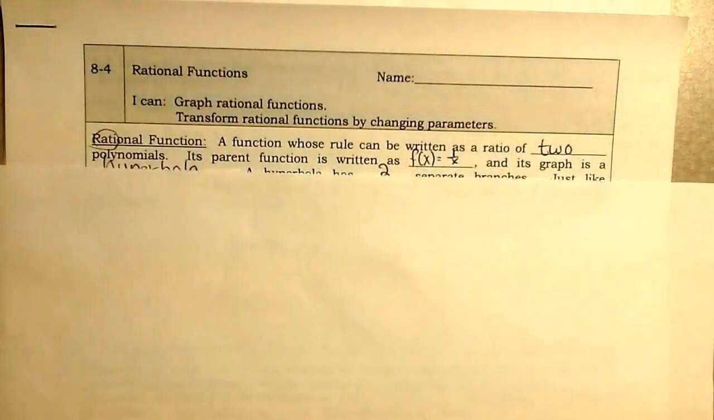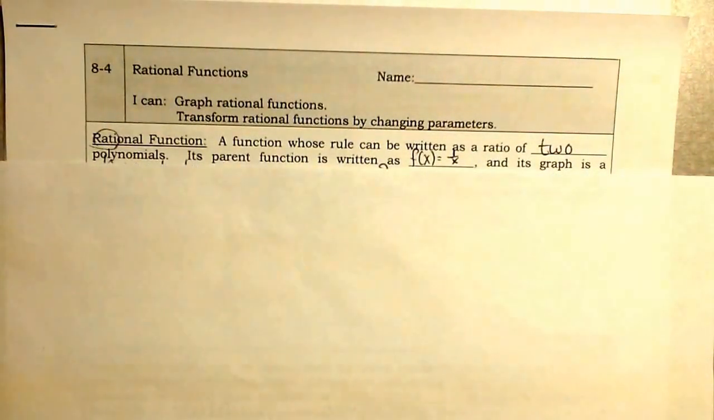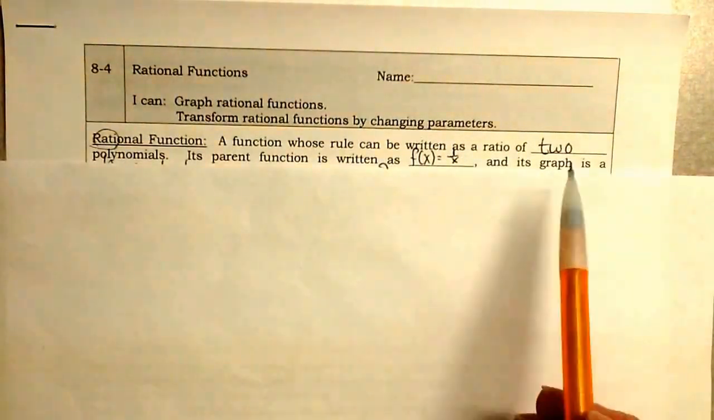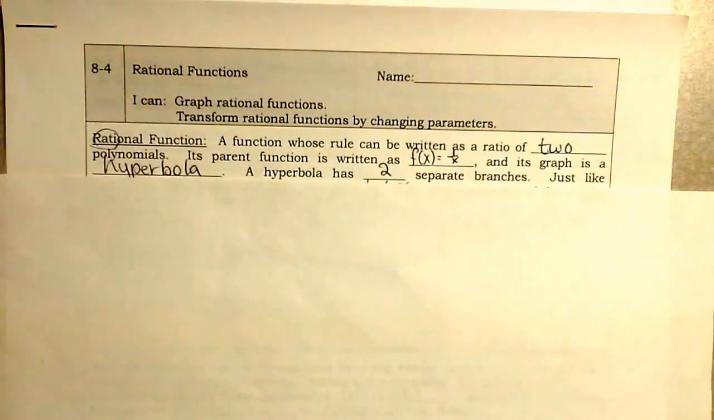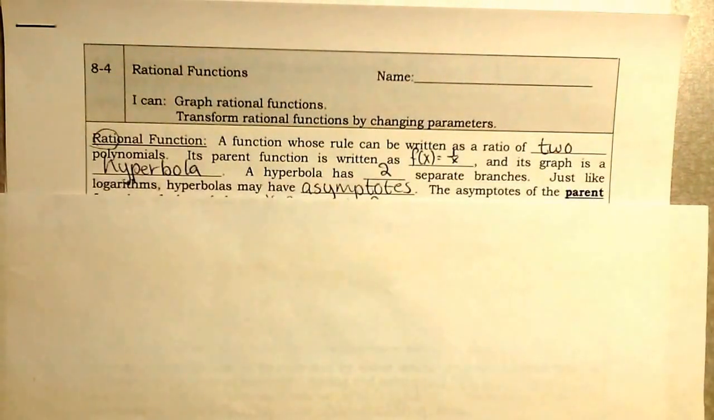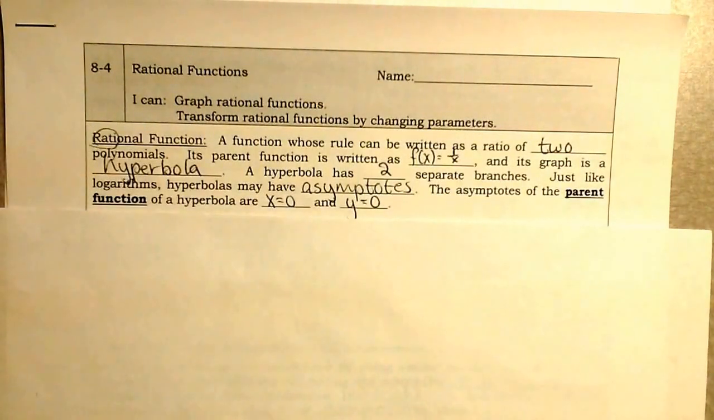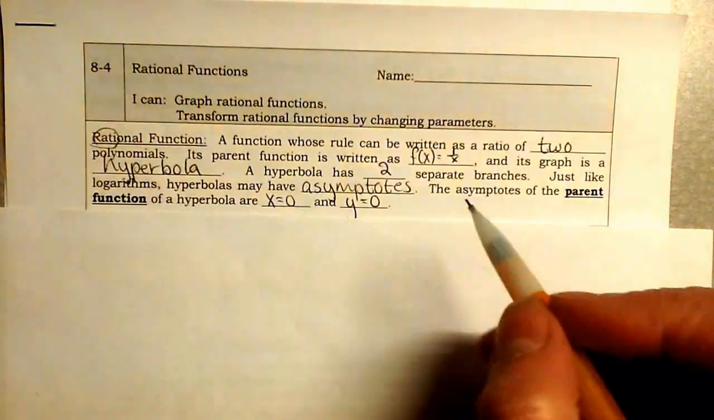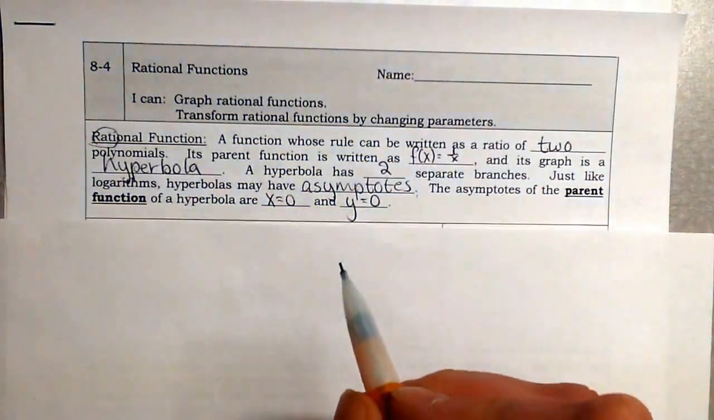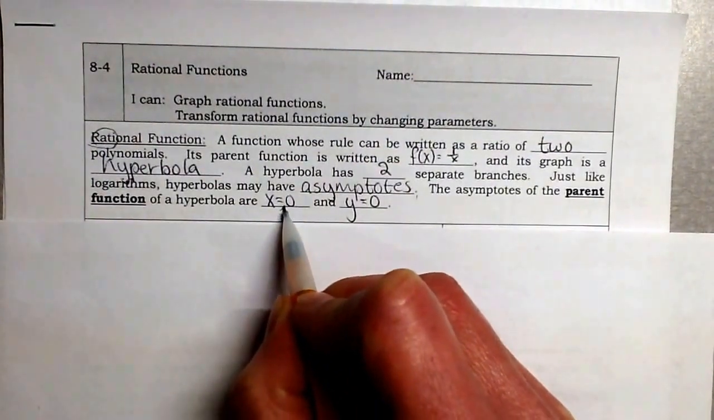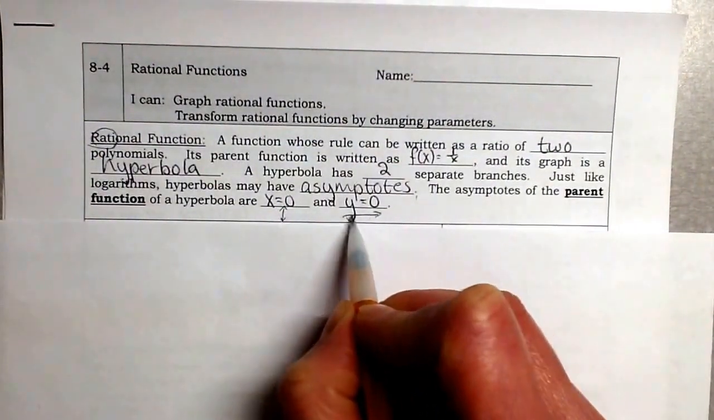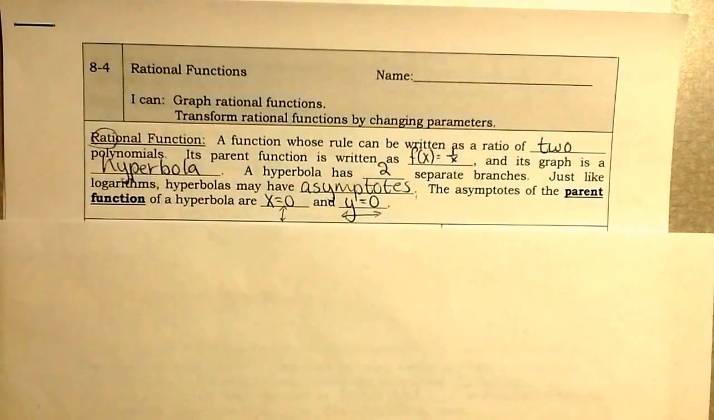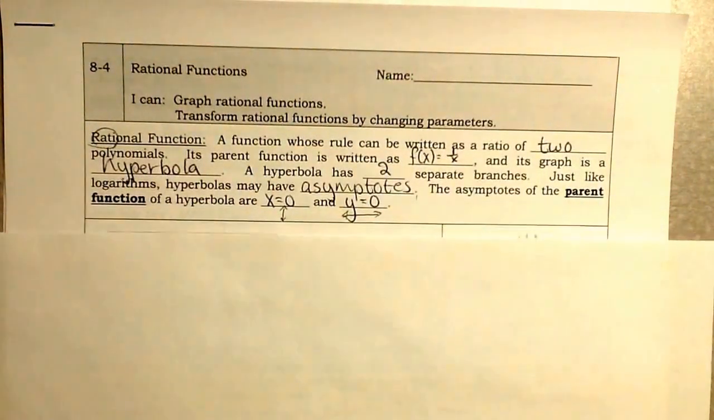Its parent function is written as f of x equals 1 over x, so no transformations there, and it is a hyperbola. Now, a hyperbola has two separate branches. Just like logarithms, hyperbolas may have asymptotes. The asymptotes of the parent function of a hyperbola are going to be x equals 0 and y equals 0. So remember, x equals 0 is a vertical line. y equals 0 crosses the y-axis, so it's a horizontal line.